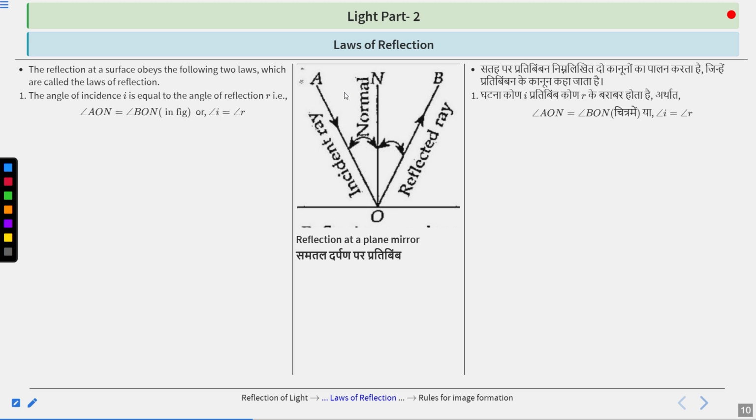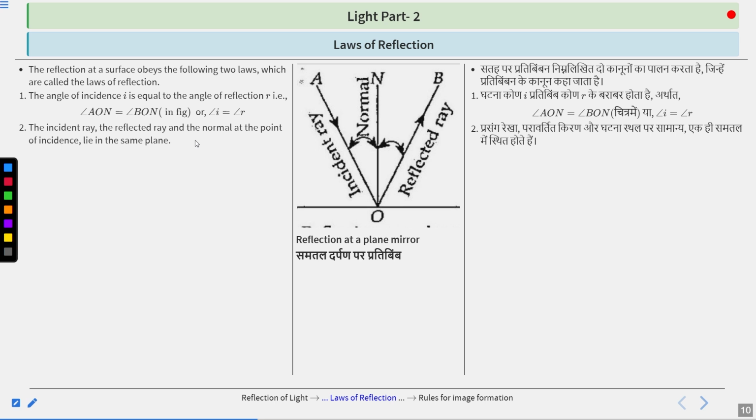Therefore, angle AON, this one, will be equal to angle BON. So this is the incident angle, this is the reflected angle. Remember, the angle of incidence and the angle of reflection will both be the same. Angle AON and angle BON, or angle i and angle r, they are both the same. The incident ray, the reflected ray and the normal at the point of incidence lie in the same plane.